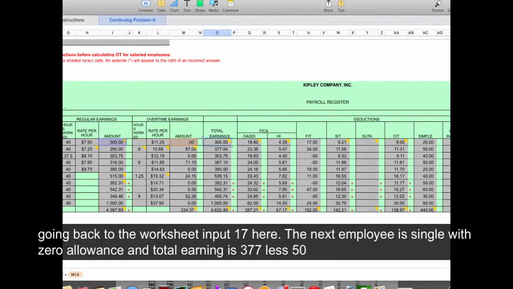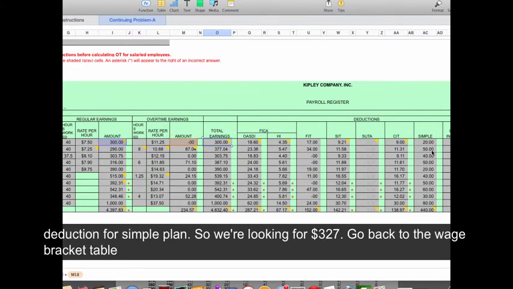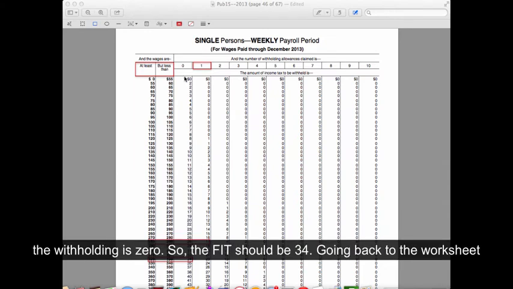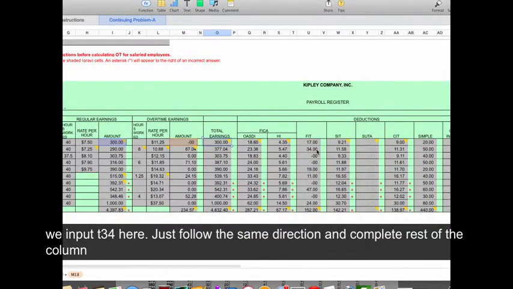And the next employee is single with 0 allowances, and total earnings is 377 less the $50 deduction for the simple plan. So we're looking for $327. Go back to the wage bracket table. So at least 320, but less than 330, because we're looking for the amount that's 327, which is in between these two amounts. And the withholding is 0, so the FIT should be 34. We'll go back to the worksheet and we input 34 here. And just follow the same directions and complete the rest of the column.